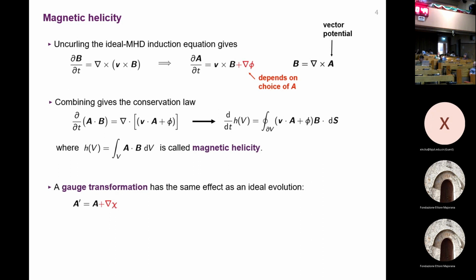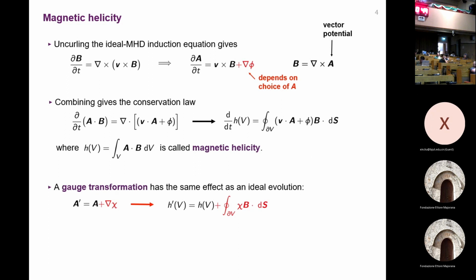Something you can notice is that the magnetic helicity is not gauge independent in general because of this boundary term. You see in this boundary term, it depends on the phi here, which was basically the gauge. Another way of looking at this is if you change A to A prime by adding the gradient of some chi, then if you plug that into the definition of helicity, you see that it becomes again a boundary term.